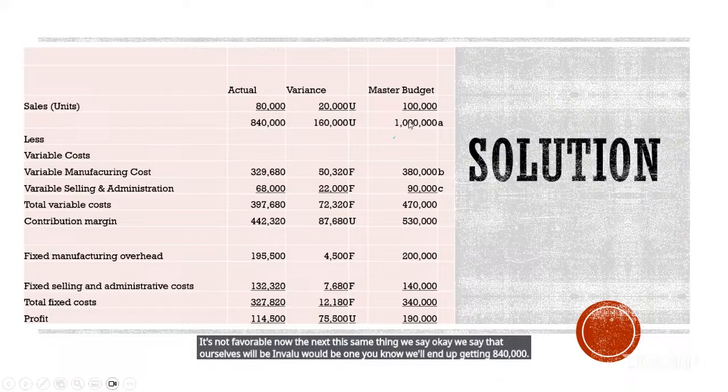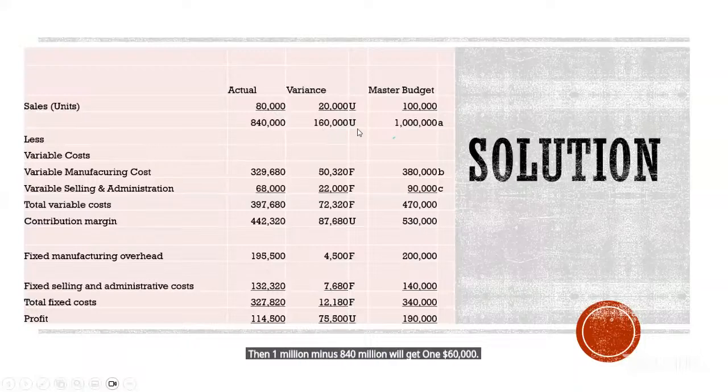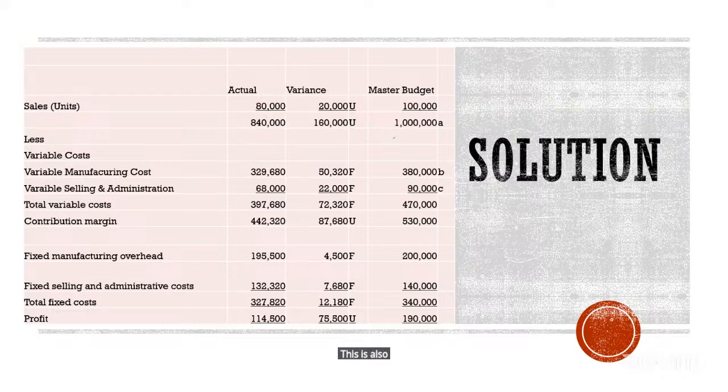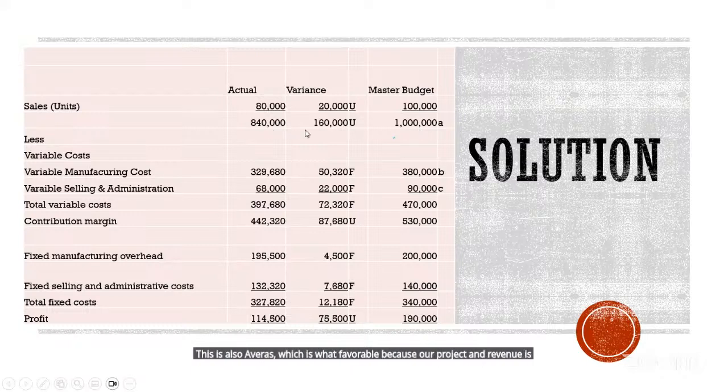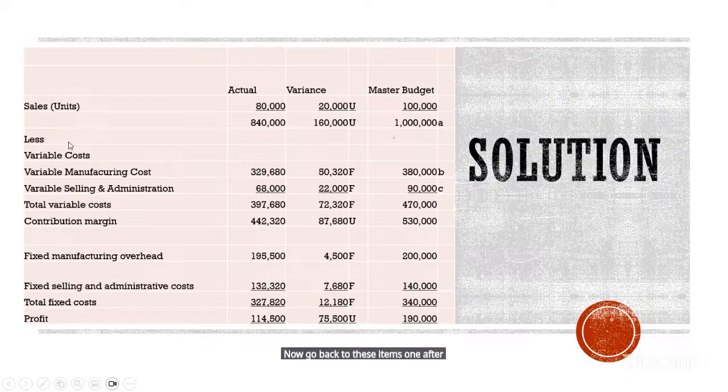We ended up getting 840,000. Then 1 million minus 840,000, you get 160,000 naira. This is also an unfavorable variance, because what we actually got is less than what we projected. So it's unfavorable of 160,000. Now go back to these items one after the other.